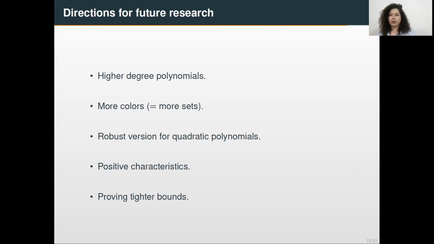As I mentioned, we relied heavily on the robust version of Sylvester-Gallai and Edelstein-Kelly for our result. We needed a robust version for linear forms in order to prove a quadratic version. So we believe that a similar result should be needed to go from quadratics to cubics. So we might want to prove a robust version for quadratic polynomials. We also might wonder if the same result holds for positive characteristic. And the last question I want to talk about is proving tighter bounds.